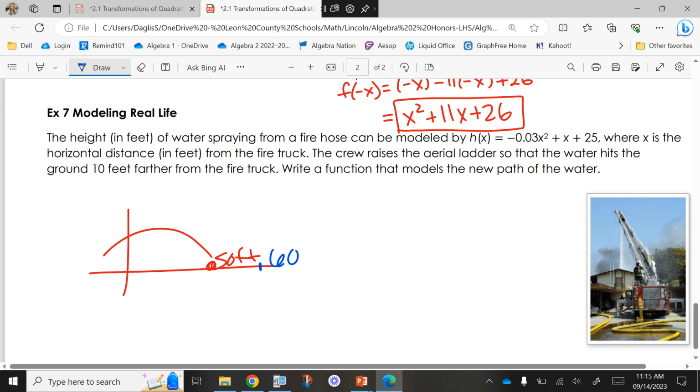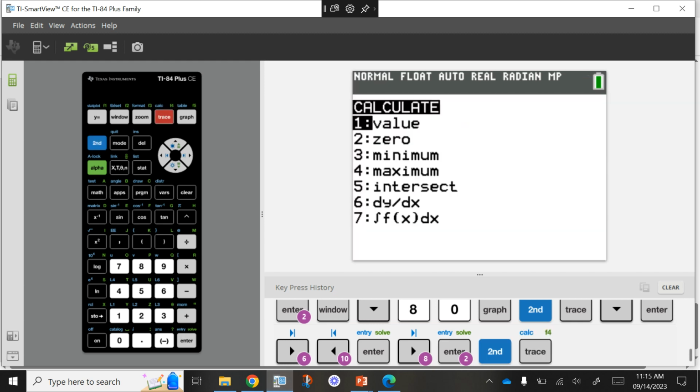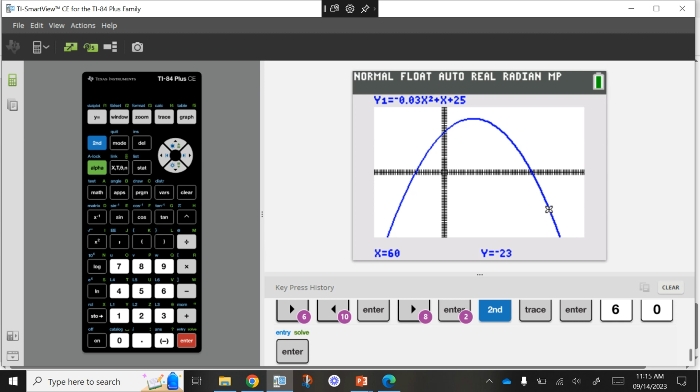So using my calculator, where are we at with 60 right now? That's a specific value for x that I want, right? So we can find it. Go back to calculate. We like calculate. I can find the specific x value. Push enter. I want the value of when x is 60. Last time I didn't know x, so that's why we did the 0. This time I know what x I'm looking for. I'm looking for when x is 60.